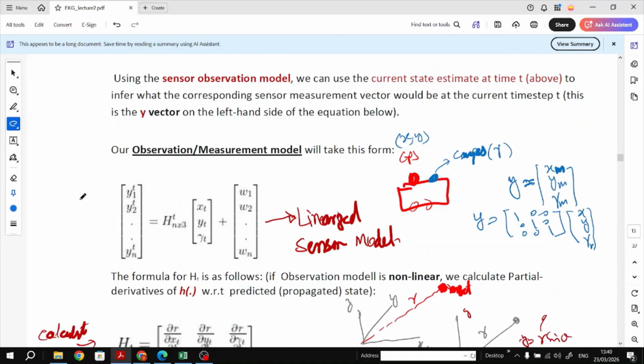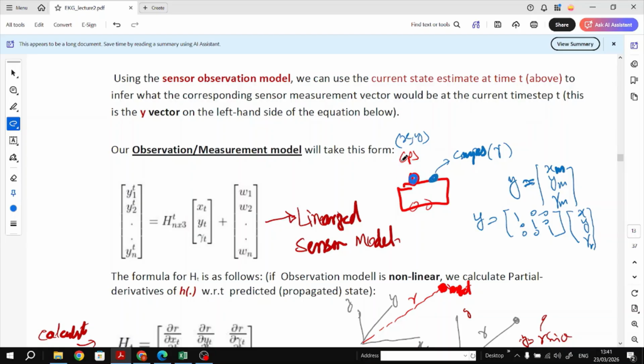So we have to linearize the measurement model or sensor model if our function h is not linear. If it is not linear, we have to linearize it. If it is already linear, what do we mean by a linear sensor model? Let's say you have your mobile robot with a GPS sensor on top of it. You also have another sensor, a compass, on top of it.